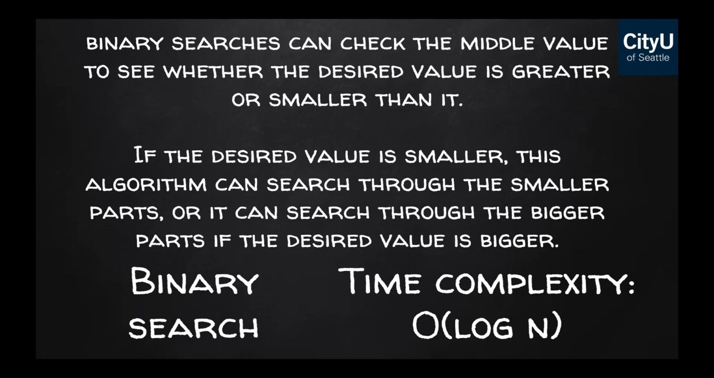So how do you know if it's left or right? If the desired value is smaller, the algorithm checks the smaller parts. Because it's sorted, the left side is smaller, so you go check the left. Or it can search through the bigger parts if the desired value is bigger, the right side. The time complexity of this is log n. And again, for log n, just think of it as the reverse of an exponent. You divide things by 2: 100 divided by 2 is 50, 50 divided by 2 is 25, and so on. And you have fewer steps.